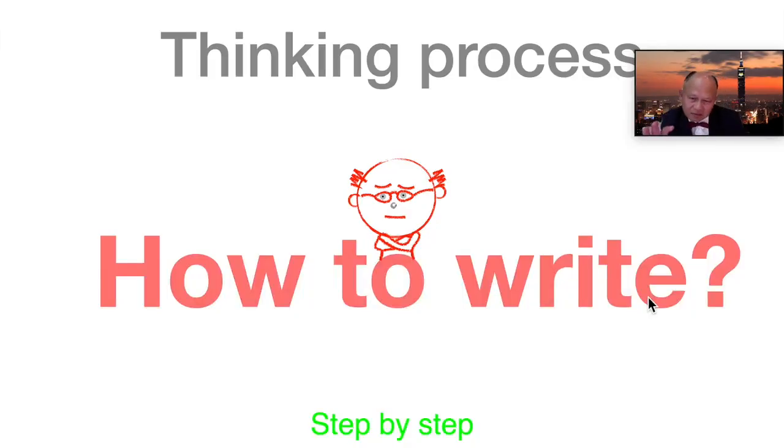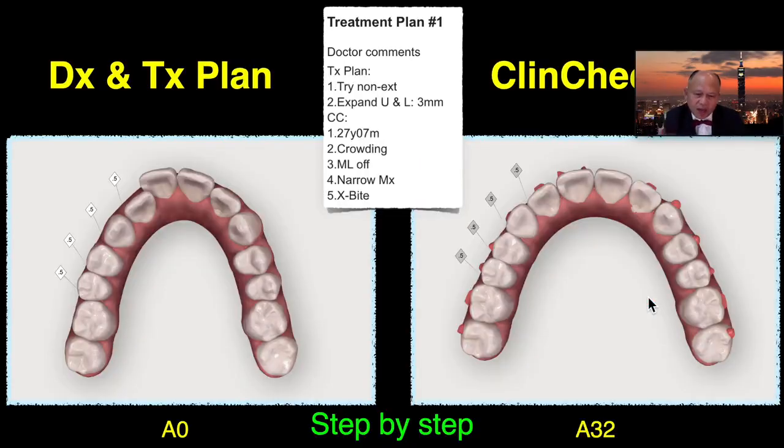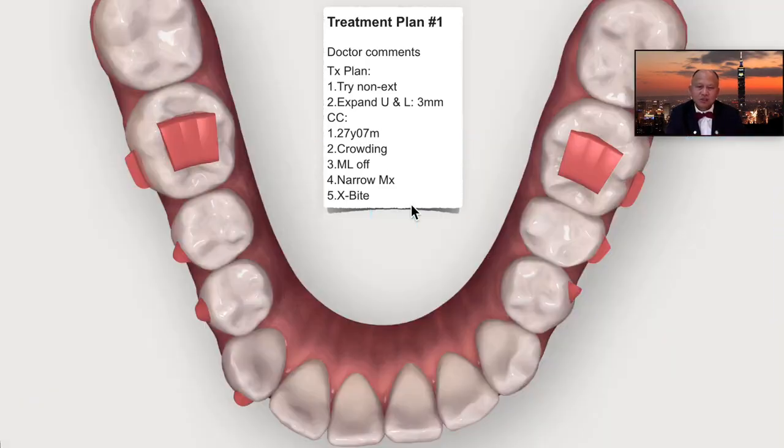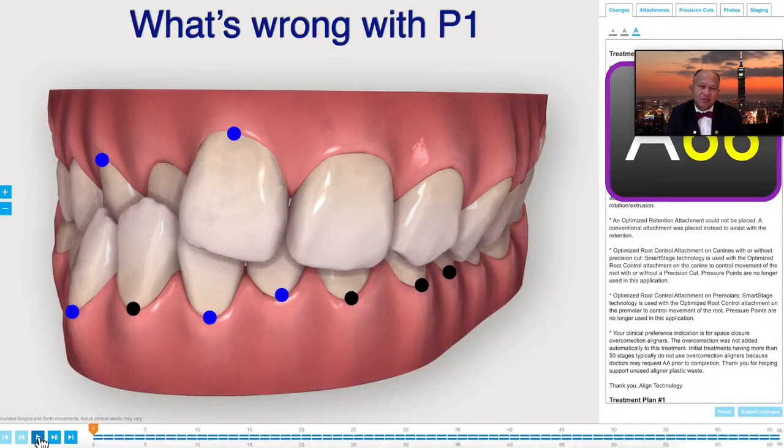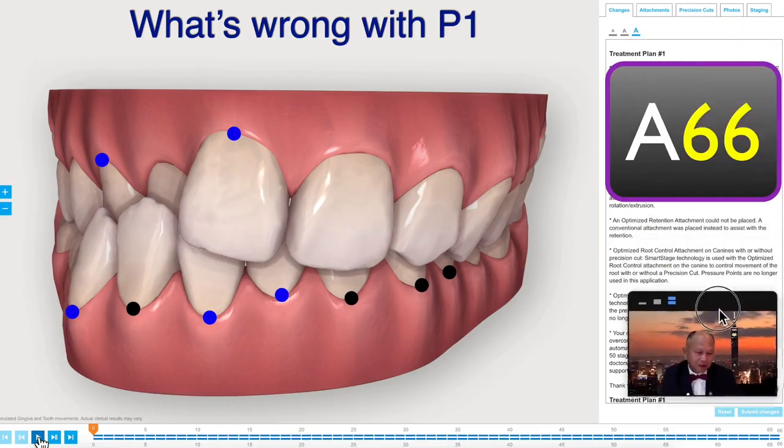And now I want to show you how to write this ClinCheck. Of course, in that ClinCheck, you can find this treatment plan: doctor's comment, treatment plan, chief complaint. But I would love this prescription laid over the occlusal view. So when I look at the picture, I'll be able to see my treatment plan. I don't need to go back and forth to look at those texts. And now I'm going to show you. Let me write here.